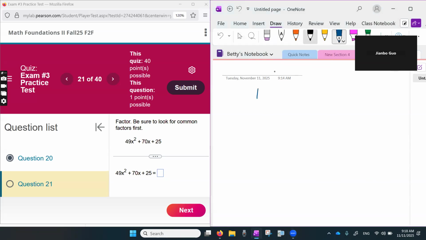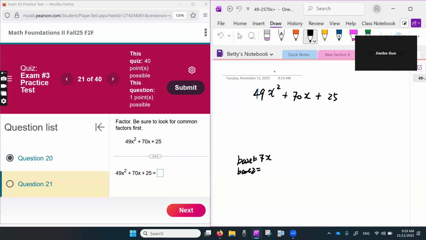Perfect square, 49 is 7 squared, right? 49x squared. And the last term is 5 squared. If the first base is 7x, the second base is 5 because 25 is 5 squared. And I multiply the two bases together. I have 35x, double 35x, I have 70x. So the middle term happened to be twice the multiplication of the two bases, right?